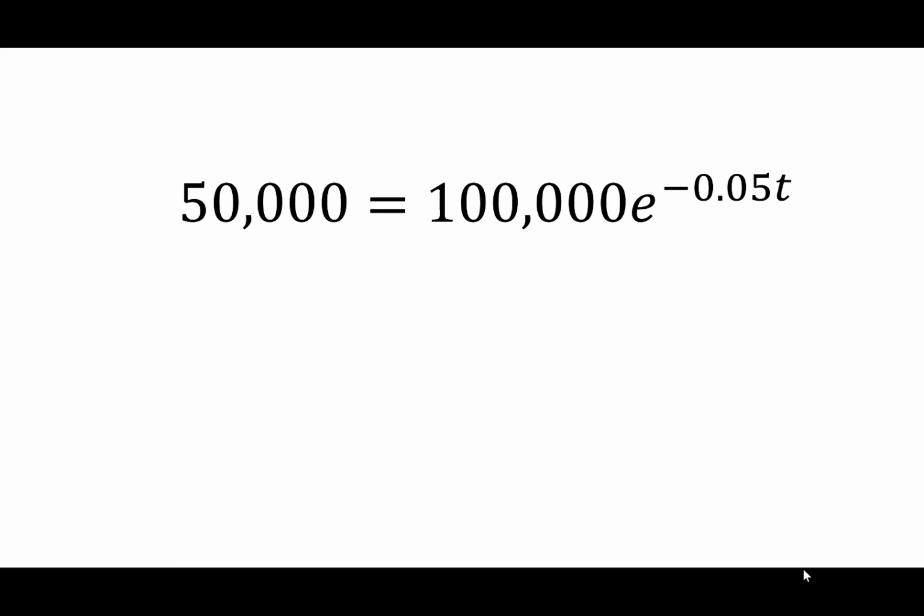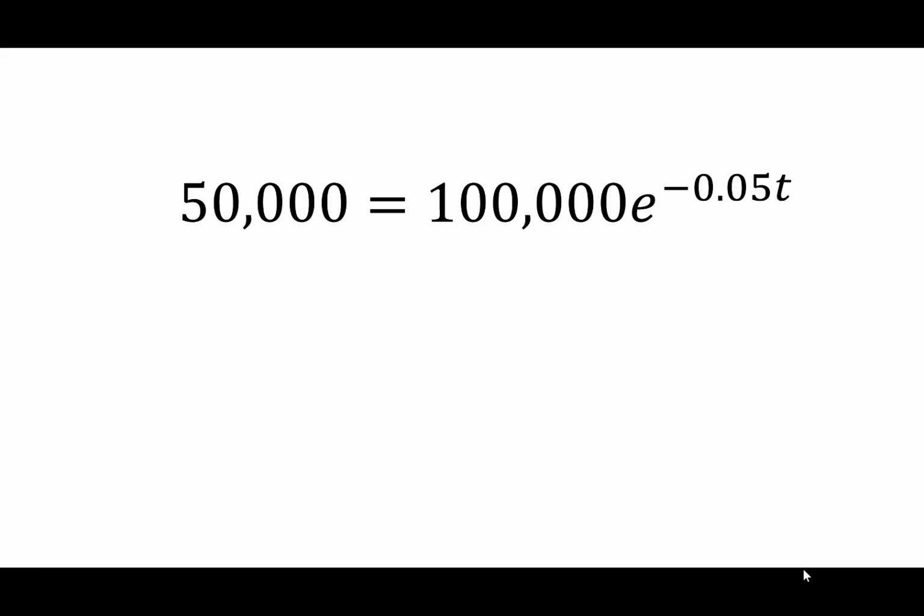So my starting value is 100,000. My ending value is 50,000. And my rate of decay is 5%. So if you notice in the exponent, it says minus 0.05. And the minus sign is needed to show that this is a decay function, that the value is approaching 0 over time. And then there's this t.